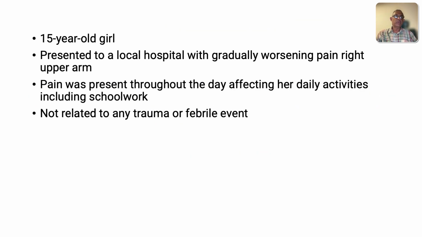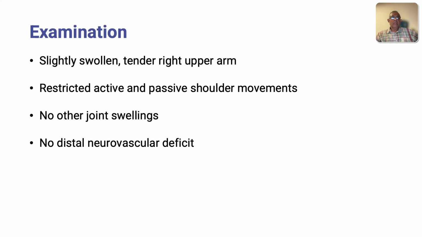So it's a 15-year-old girl who came to us from a local hospital with gradually worsening pain of the right upper arm. And then that child was so symptomatic that she had pain throughout the day, affecting her daily activities, including her schoolwork. And this pain was not related to any trauma or any febrile event. Next slide. On examination, there was a swollen, tender right upper arm. There were restricted active and passive shoulder movements with no other joint swelling, and there was no distal neurovascular deficit. Next slide.